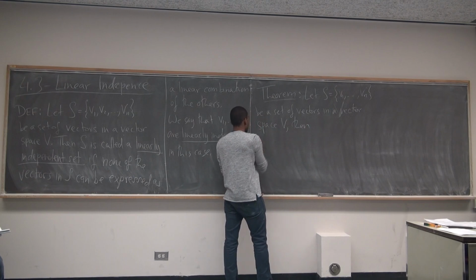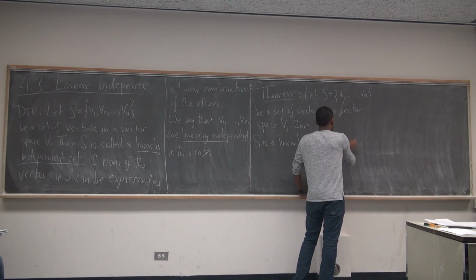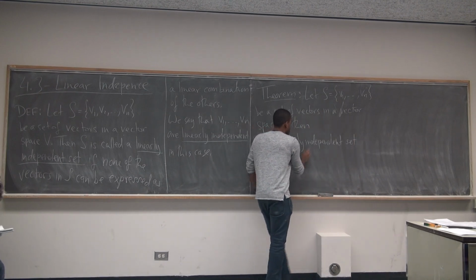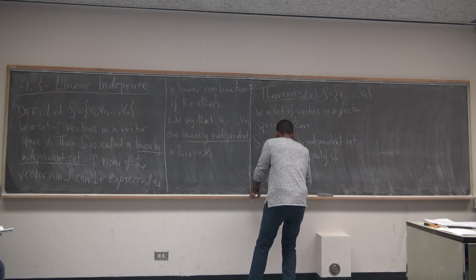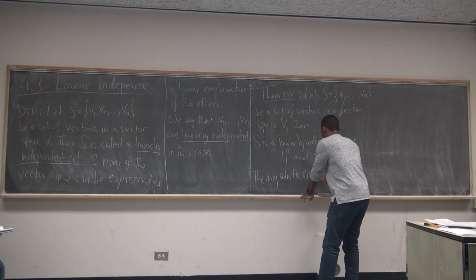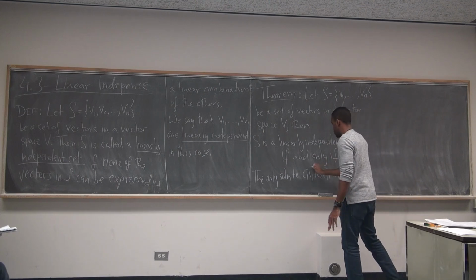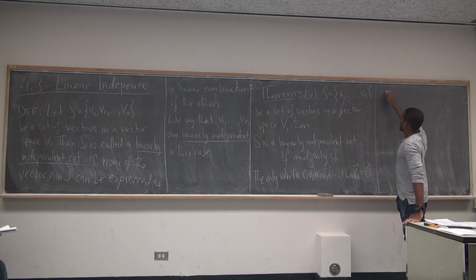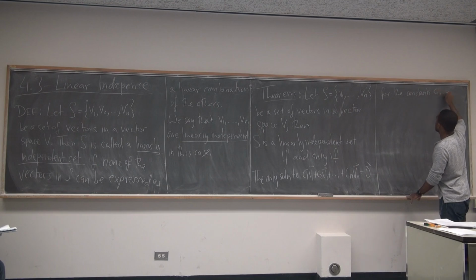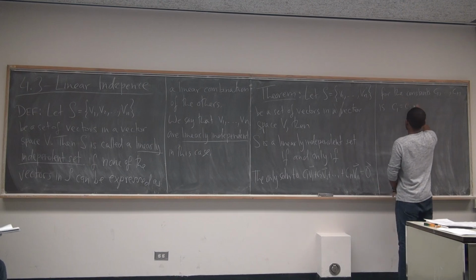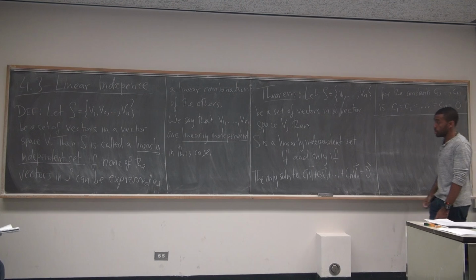Then we know that S is a linearly independent set if and only if the only solution to C1 V1 plus C2 V2 plus ... plus Cn Vn equals 0, where 0 is the 0 in the vector space, for the constants C1 all the way to Cn, is C1 equals C2 equals ... equals Cn equals 0. If the only solution for the constants is the trivial solution, we know that the set is linearly independent.